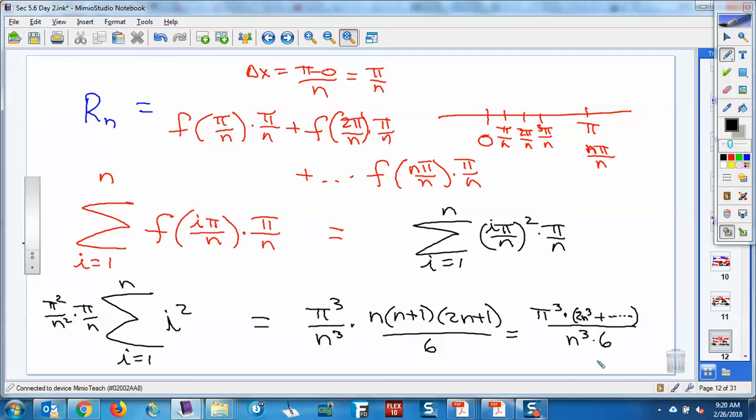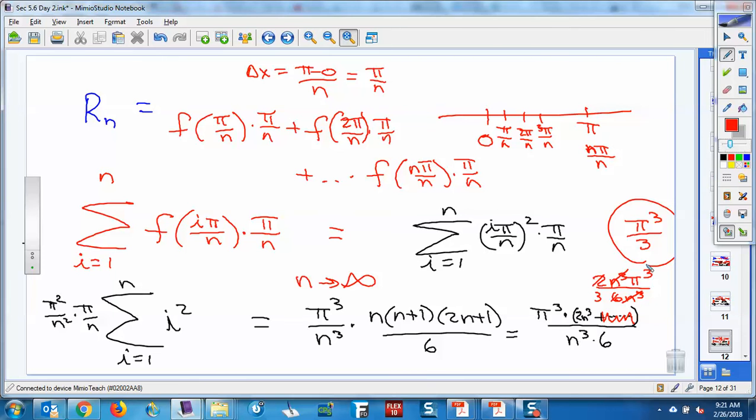Okay, right now, let's let n go to infinity. So now when we let n go to infinity, all this other stuff goes away. And what do we have left? We have 2n cubed pi cubed over 6n cubed. The n cubeds cancel, and we get pi cubed over 3. What we just did there, where we added up an infinite number of rectangles, is called a Riemann sum.